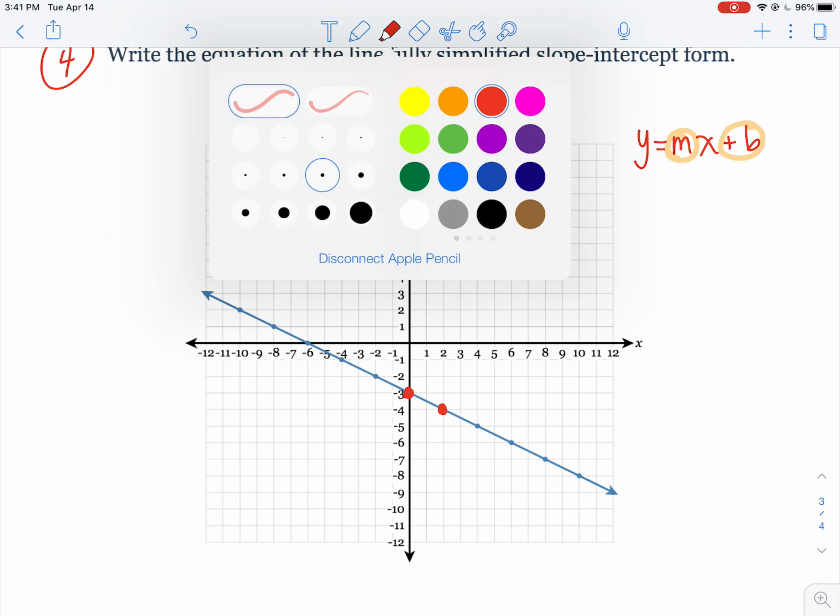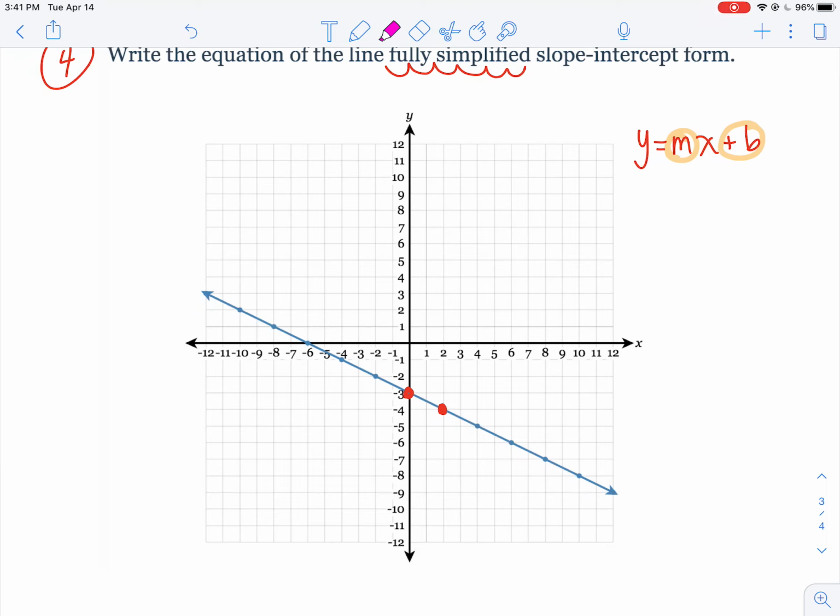And let's count rise over run in order to get my m there. So in order to go from my leftmost dot to my right, I have to go down 1 block. So m is down 1 or -1. And then I have to go to the right 2 blocks. So my m is -1 over 2. My b is where my line crosses my y-axis, which is right where I put the red dot at -3. And then from there you just plug the numbers into your formula.